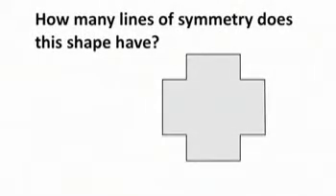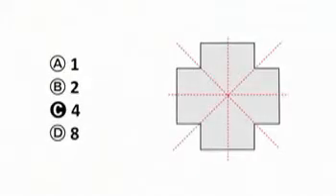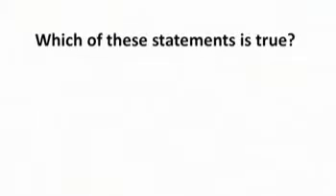How many lines of symmetry does this shape have? As you can see, the shape has 4 lines of symmetry, so the answer is C. Which of these statements is true?